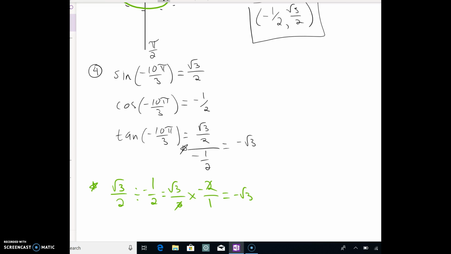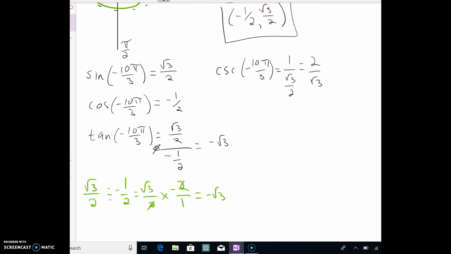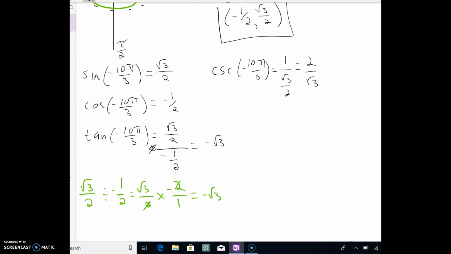Let's find the 3 other trigonometric values. So if sine of negative 10 pi over 3 is the square root of 3 over 2, the cosecant of negative 10 pi over 3 is equal to 1 divided by the y value. So 1 divided by the square root of 3 over 2, which is the same thing as saying 2 over the square root of 3. And then remember that this is not in simplified radical form. We can't have any radicals in the denominator. So we're going to multiply the numerator and the denominator by the square root of 3 over 3, and we get 2 square root of 3 over 3.